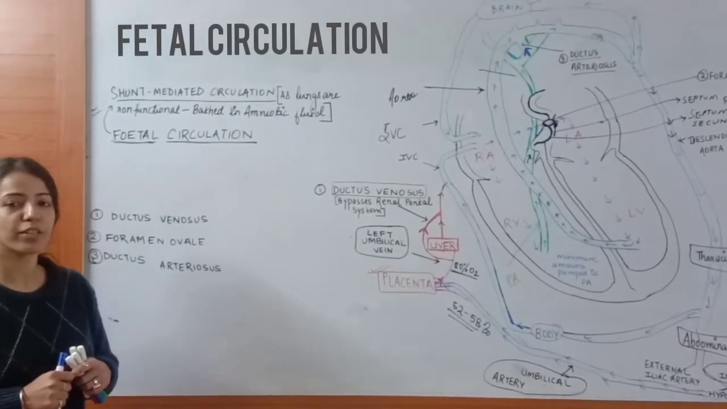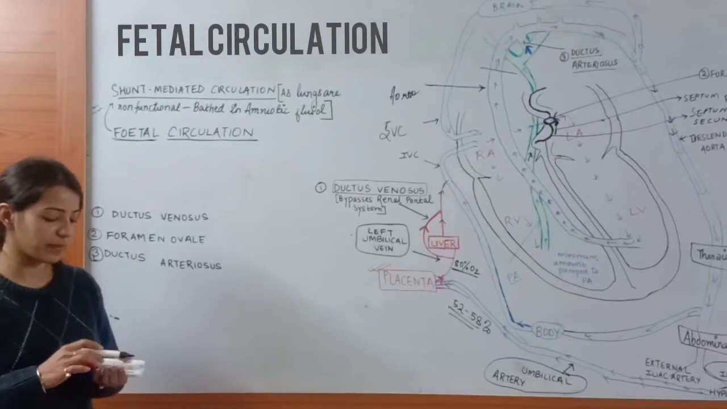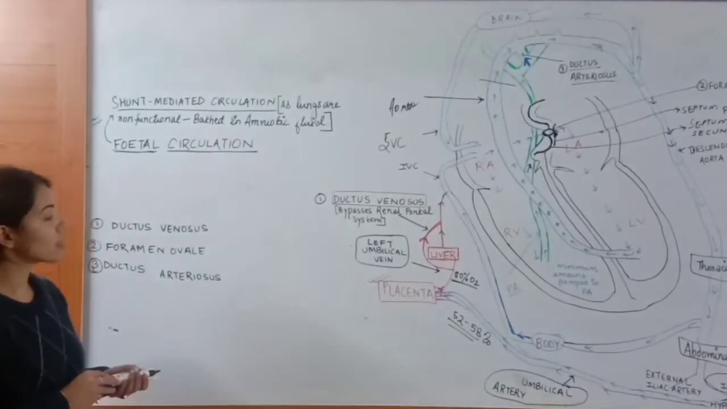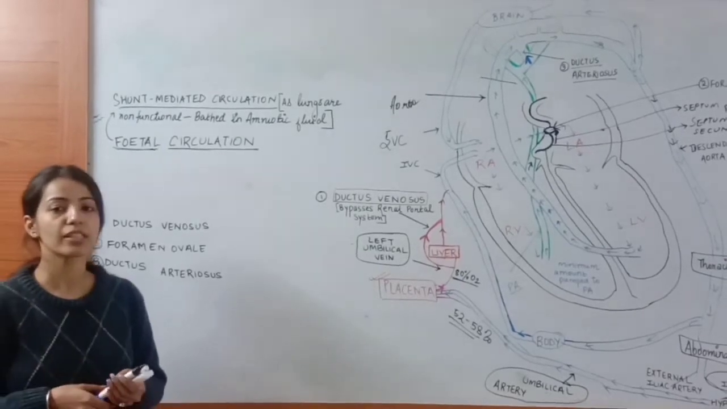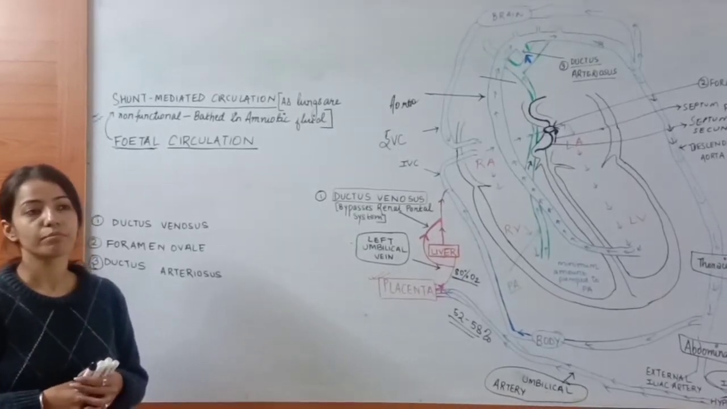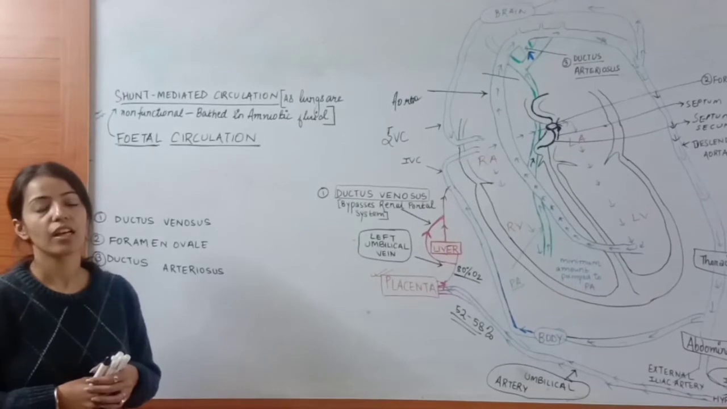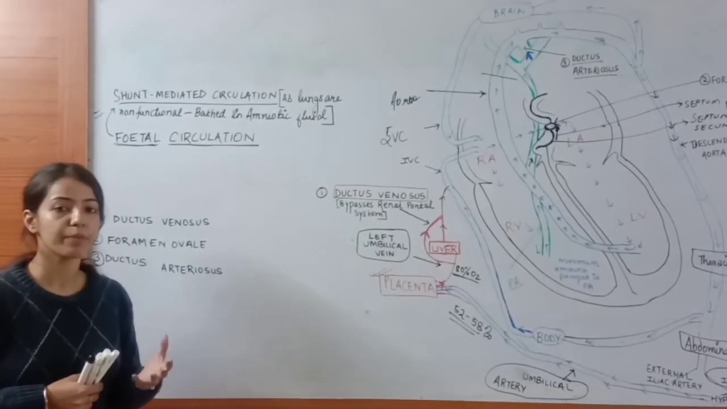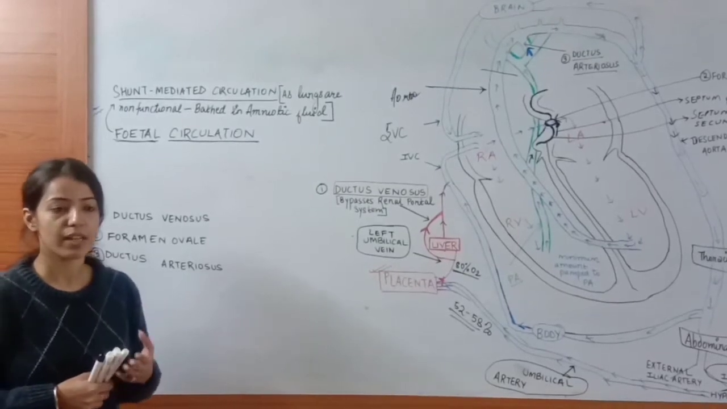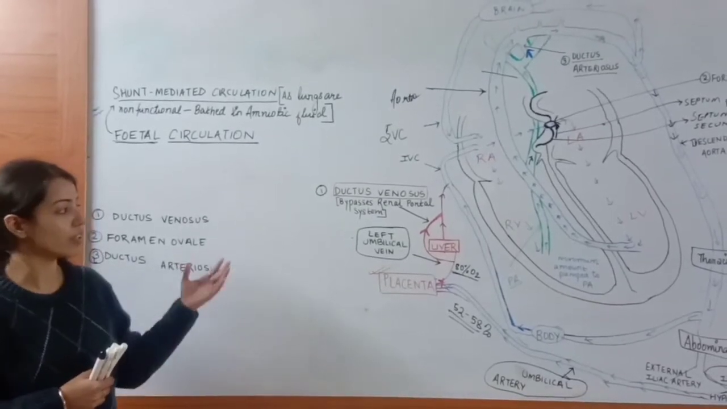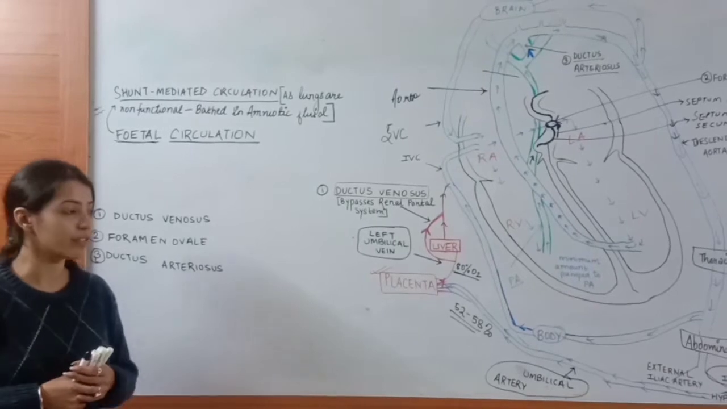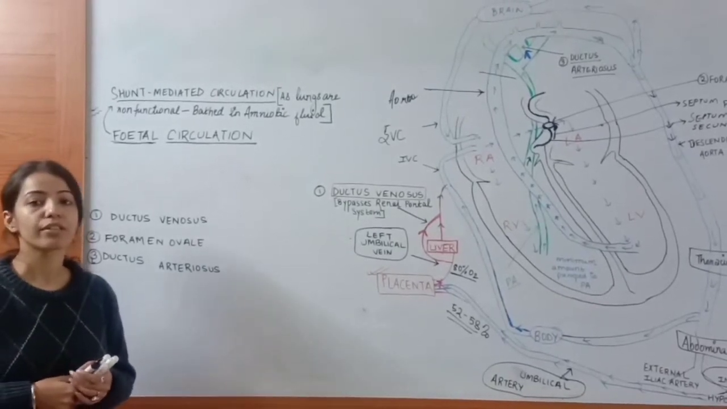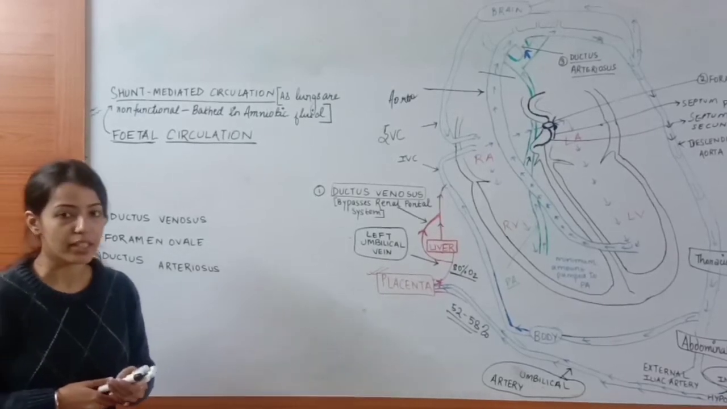Okay, so we are going to study a very interesting topic today, and that's called fetal circulation. Fetal circulation is very different from the adult circulation because in the fetus the lungs are not developed. If the lungs are not developed, how is the oxygenated blood going to be delivered to the essential organs like liver, like brain, which have to be fully functional after the birth of the baby?